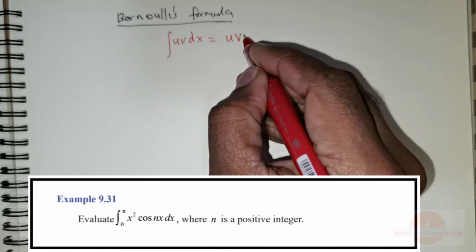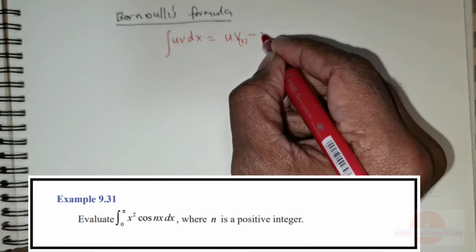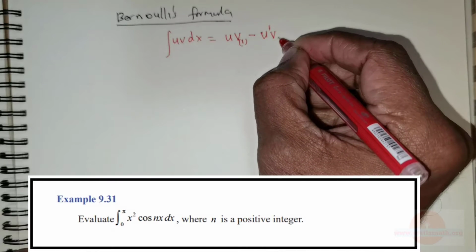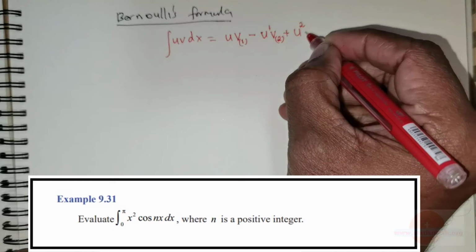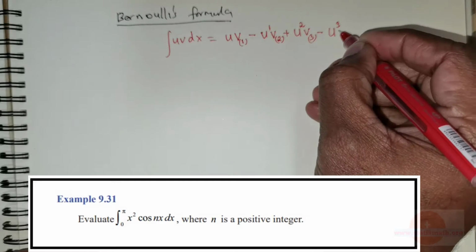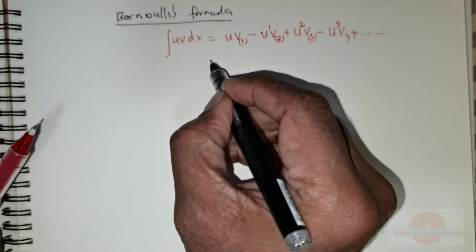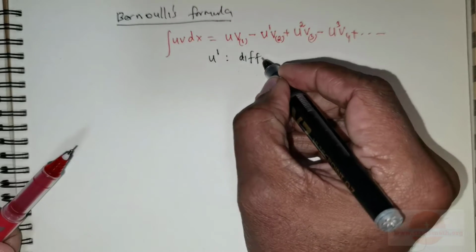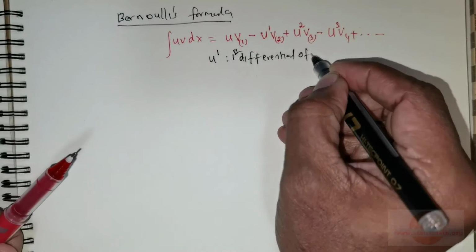U times v with the suffix 1. I'll explain to you what it means. Followed by a negative sign, and u with a suffix 1 followed by a v with a suffix 2 with a positive sign, and u2 followed by v3 with a negative sign, and u3 and v4, plus etc. It goes like this. Now u with the suffix 1 means differential of the component, the first differential. Okay, so it's the first differential of u.